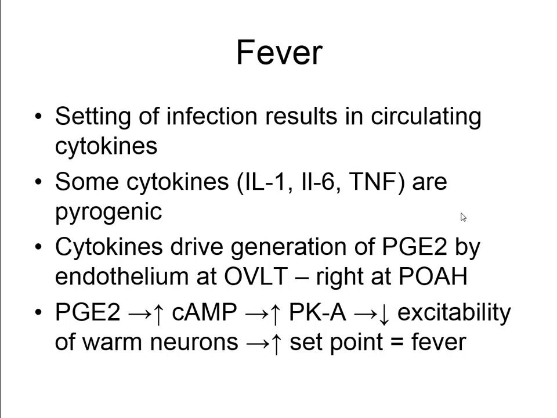Turns out that what the cytokines do is they activate and increase cyclic AMP levels. They turn on protein kinase A, which decreases the excitability of warm neurons. So if you decrease the excitability of warm neurons, what happens? Instead of starting to fire as you go above 37.5, they don't start to fire until you go above 41 degrees. So what happens? Your temp rises, and they don't start regulating you. You've set your set point at 41. And that's a fever. And when you remove the stimulus, your set point will return back down to where it's normally set.